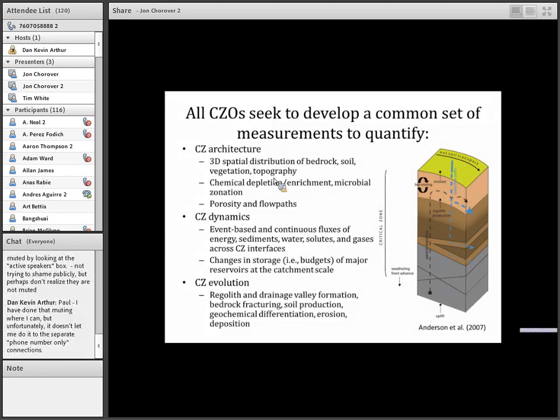So probably one of the primary data sets that all of the CZOs are using and have acquired or are in the process of acquiring is LIDAR, light detection and ranging, which is achieved through the acquisition of aircraft LIDAR data. And one can use those data to characterize the structure of the vegetation canopy that overlies the subsurface, and also to filter out the vegetation, to obtain digital elevation maps of the subsurface. And so a LIDAR example is shown on the left here for the vegetation canopy in a mixed conifer forest site of the Catalina-Jemez CZO.